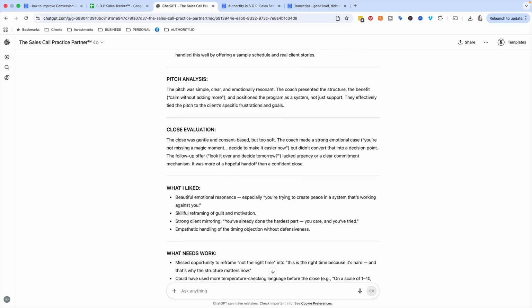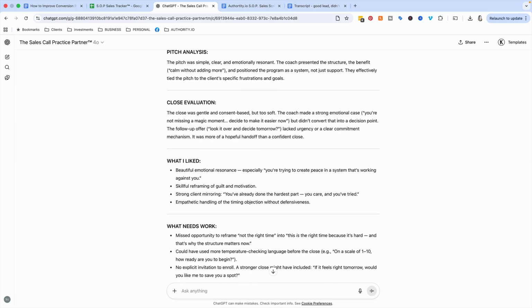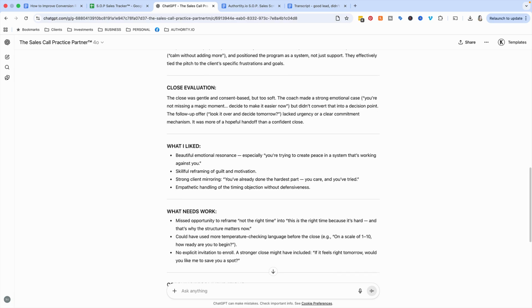Close evaluation. The close was gentle and consent-based, but too soft. The coach made a strong emotional case. You're not missing a magic moment. Decide to make it easier now, but didn't convert that into a decision point. So the follow-up offer, look it over and decide tomorrow, lacked urgency or a clear commitment mechanism. It was more of a hopeful handoff than a confident close.